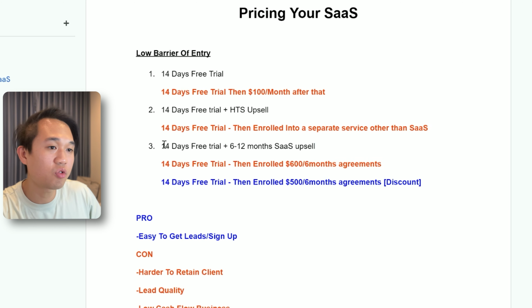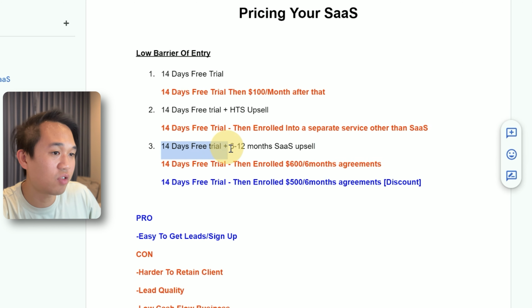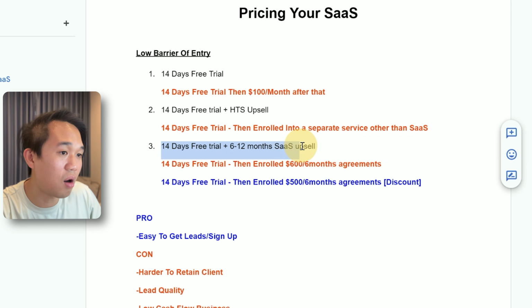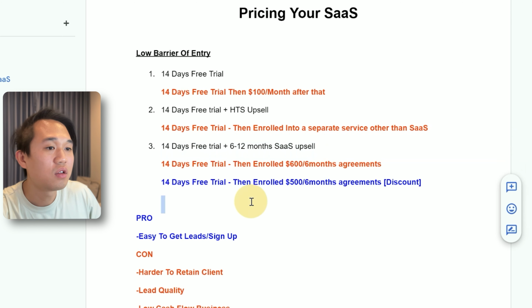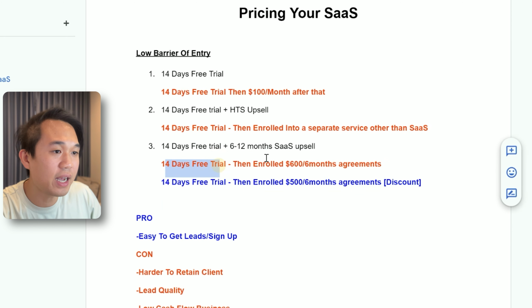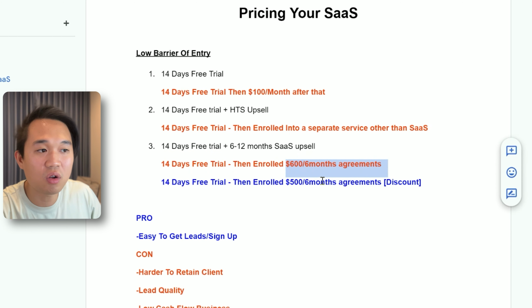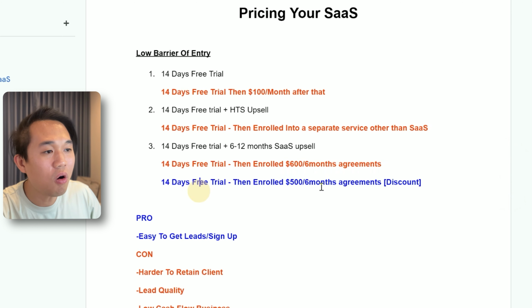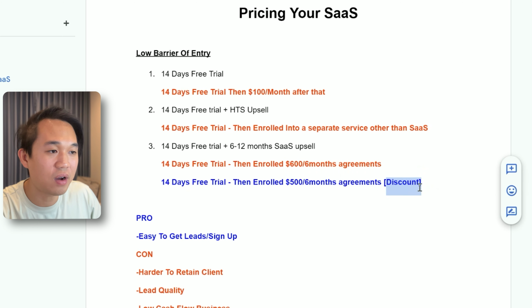So option number 3 within this tier is the 14-day free trial plus 6 to 12 months of software upsell. So an example of that, given that you have a $100 per month subscription, you're going to have 14 days and then enroll them to a $600 for 6-month agreement. That's $100 times 6, right? Or you can give them a discount to incentivize this sale by giving them $500 for a 6-month agreement, right?